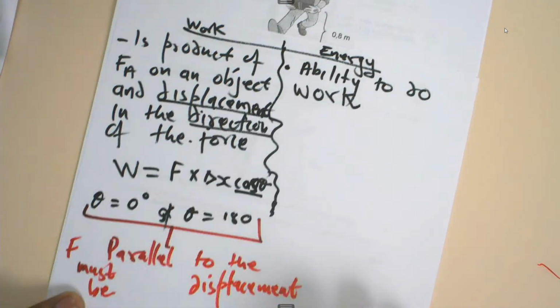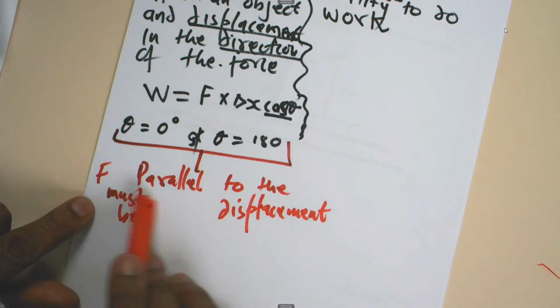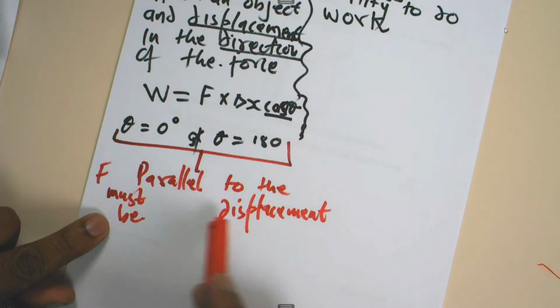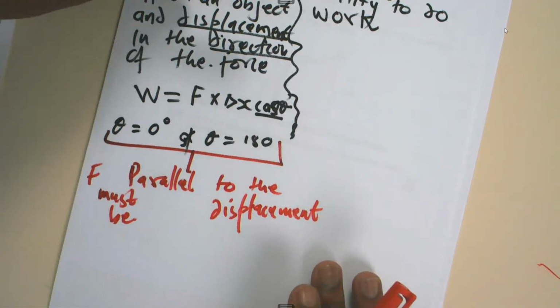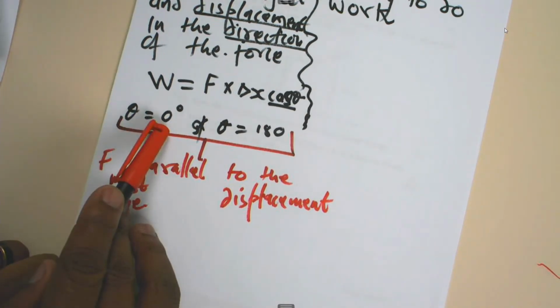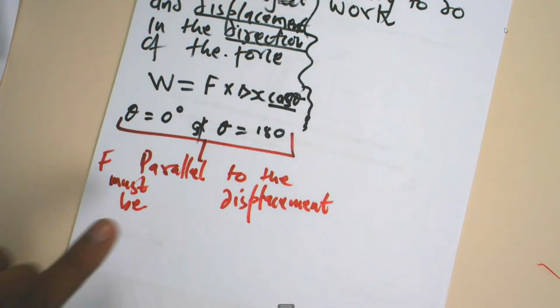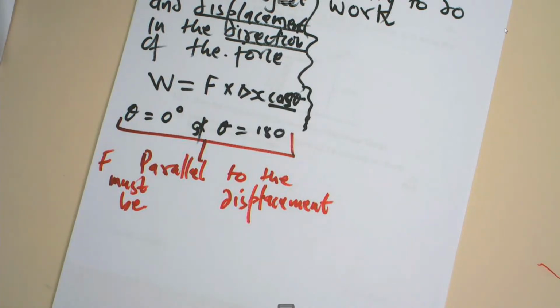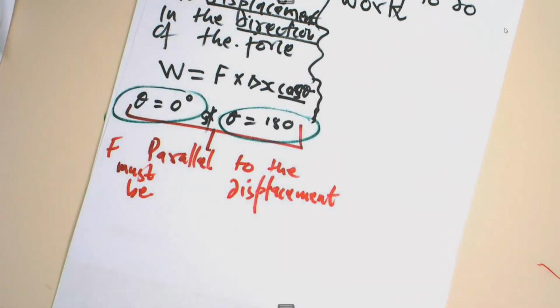Parallel to the displacement. This is the key thing. So if it says F must be parallel to the displacement, that means they must somehow be next to each other. So if they are parallel to each other, I can only consider 0 or 180. That is the first part. But the question will be, when is it going to be 0 and when is it going to be 180?